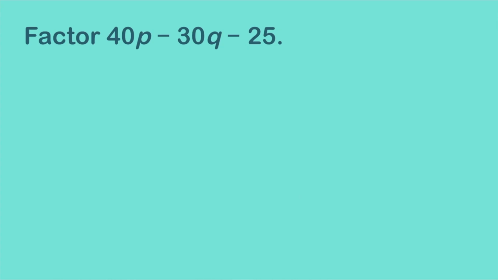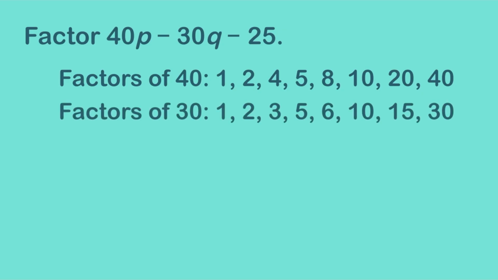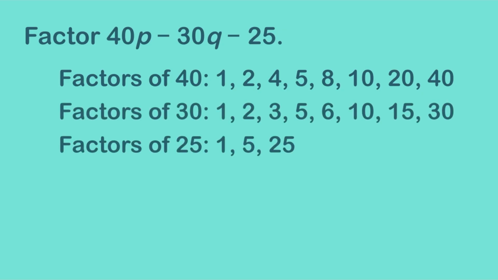In this last problem, we need to factor 40p minus 30q minus 25. Let's find the greatest common factor of 40, 30, and 25 by listing the factors of each. Here are the factors of 40. Here are the factors of 30 and the factors of 25. Since 5 is the greatest common factor of 40, 30, and 25, the terms 40p, 30q, and 25 are all divisible by 5. Let's rewrite each term as a product with a factor of 5.